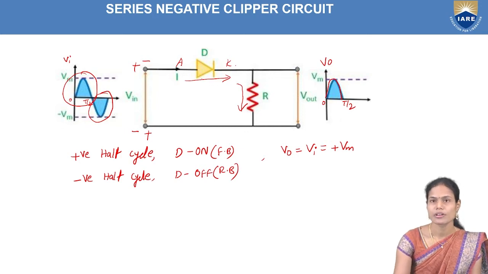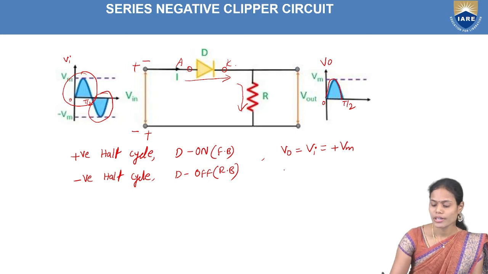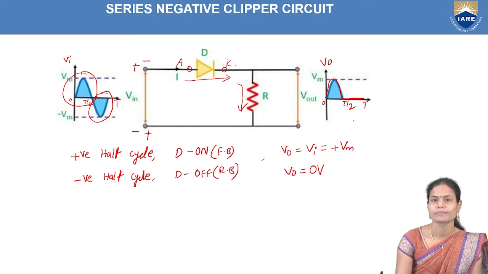Once it is off, the total applied voltage will drop across the diode here. So the total voltage is dropping across the diode. So there is no signal passing through the resistor R. That's why the output voltage Vo equals 0. So that's why from T by 2 to T duration, my output is 0.